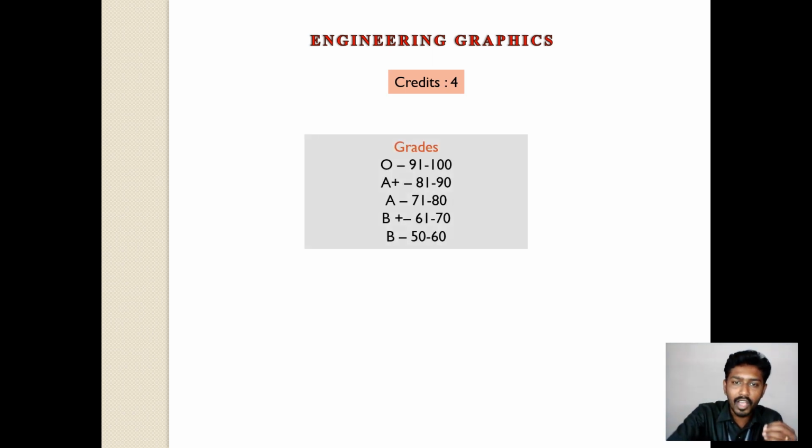And the grade will be allocated like this. That means if you take 91 to 100, it will be O, and if you take 81 to 90, it's A plus. If it is 71 to 80, it's A, and if you take 61 to 70, it is B plus, and if you take 50 to 60, it's a B.